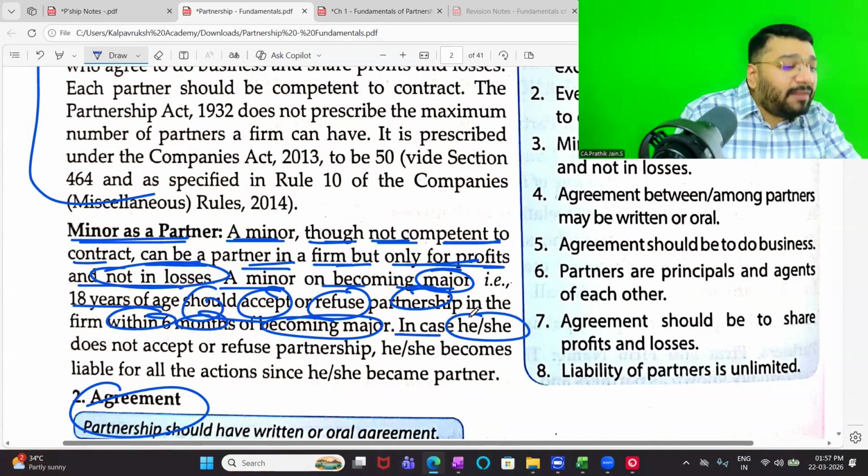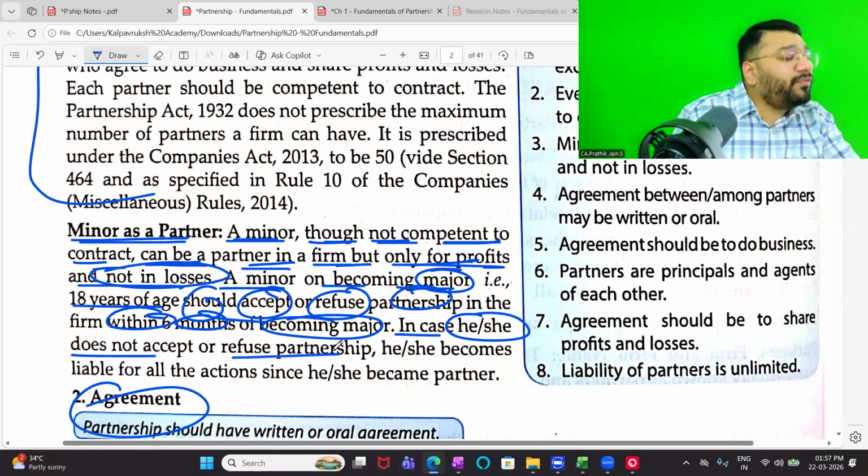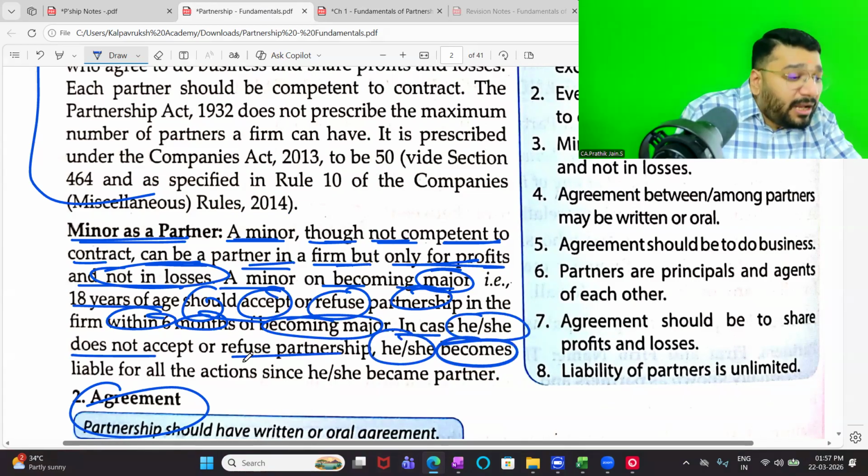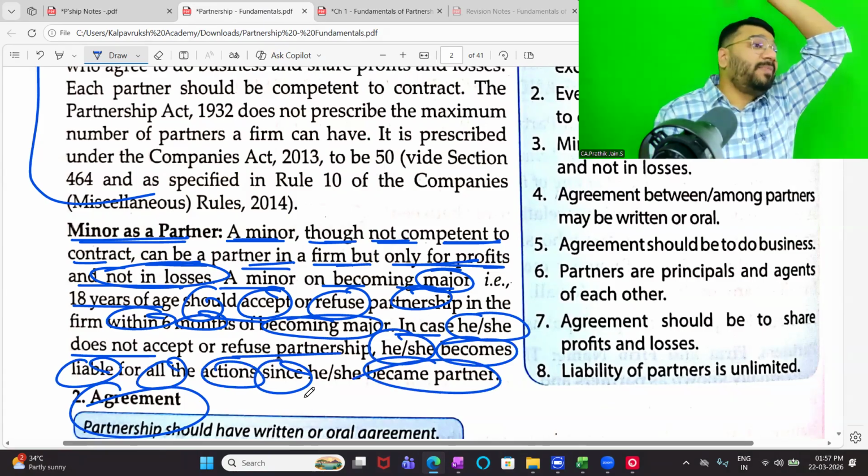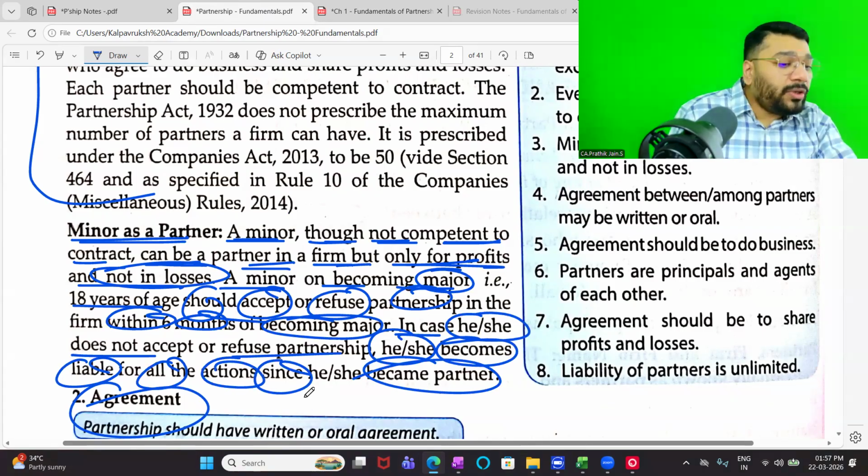In case that minor does not accept or refuse the partnership, then he will become liable for all the actions since he became a minor partner. Now here, this is not given.